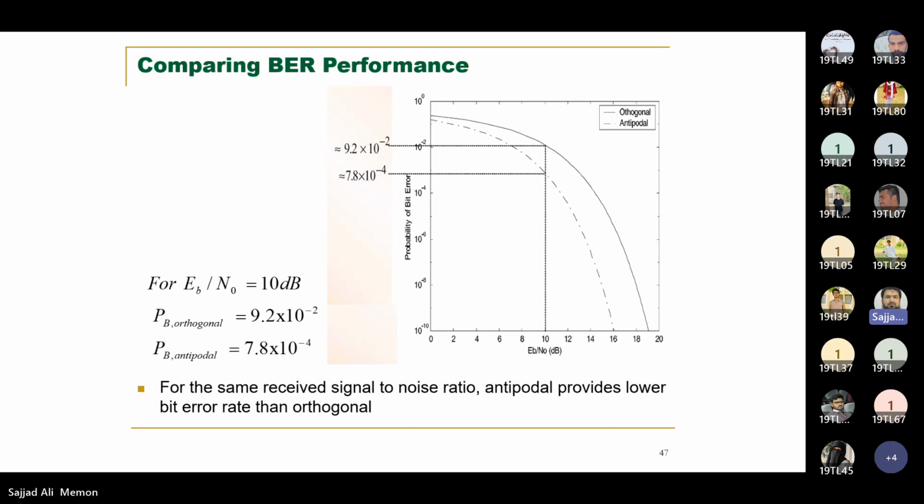Orthogonal or antipodal? For the same received signal to noise ratio, antipodal provides a lower bit error rate than orthogonal. As I already mentioned, for the same power, on the power scale, orthogonal is more robust than antipodal, but on the probability of bit error, antipodal has the lower bit error rate than the orthogonal one.